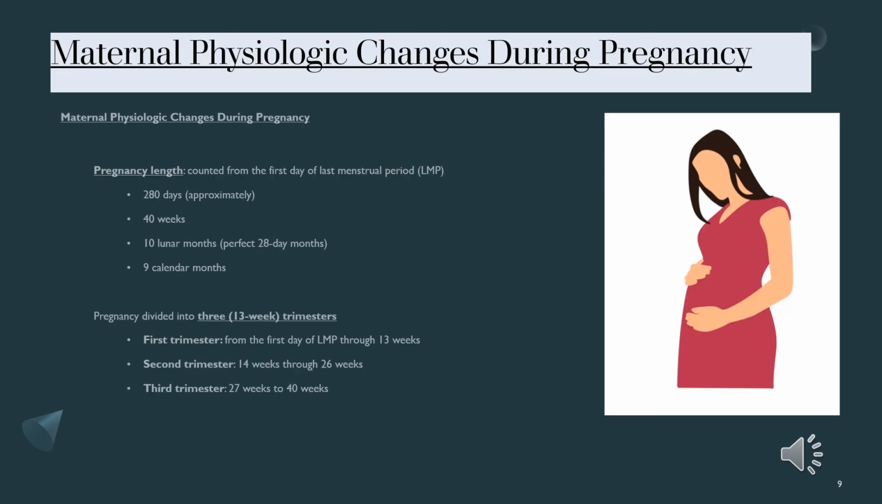All right, so some maternal changes during pregnancy that we're going to see, and we'll break these down a bit more in class. So our pregnancy length, you count that from the first day of your last menstrual period. Usually it's about 280 days, which is 40 weeks, which is 10 months. We say that it's 9 months.